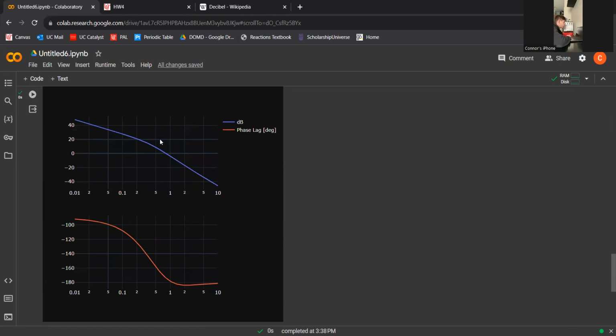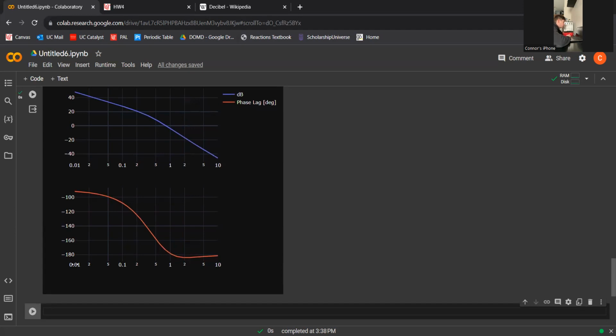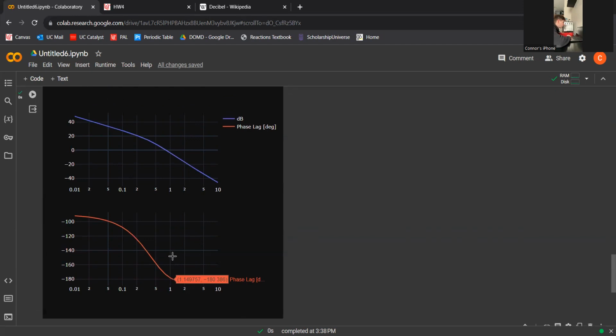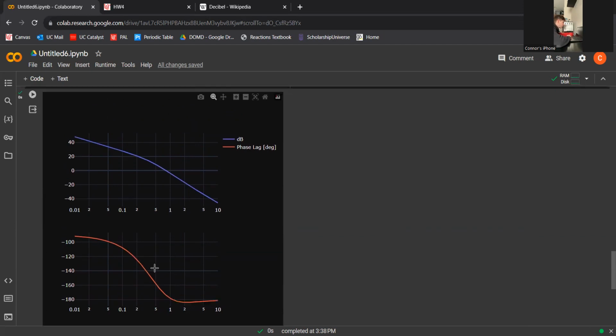So the crossover frequency is where our system crosses this negative 180 degree mark, that's when our system is reaching instability. At that point, it's around 1.15. Let me take a step back for a minute: our crossover frequency is that point where it hits that negative 180 mark. So our crossover frequency in this case is about 1.15 radians per second.